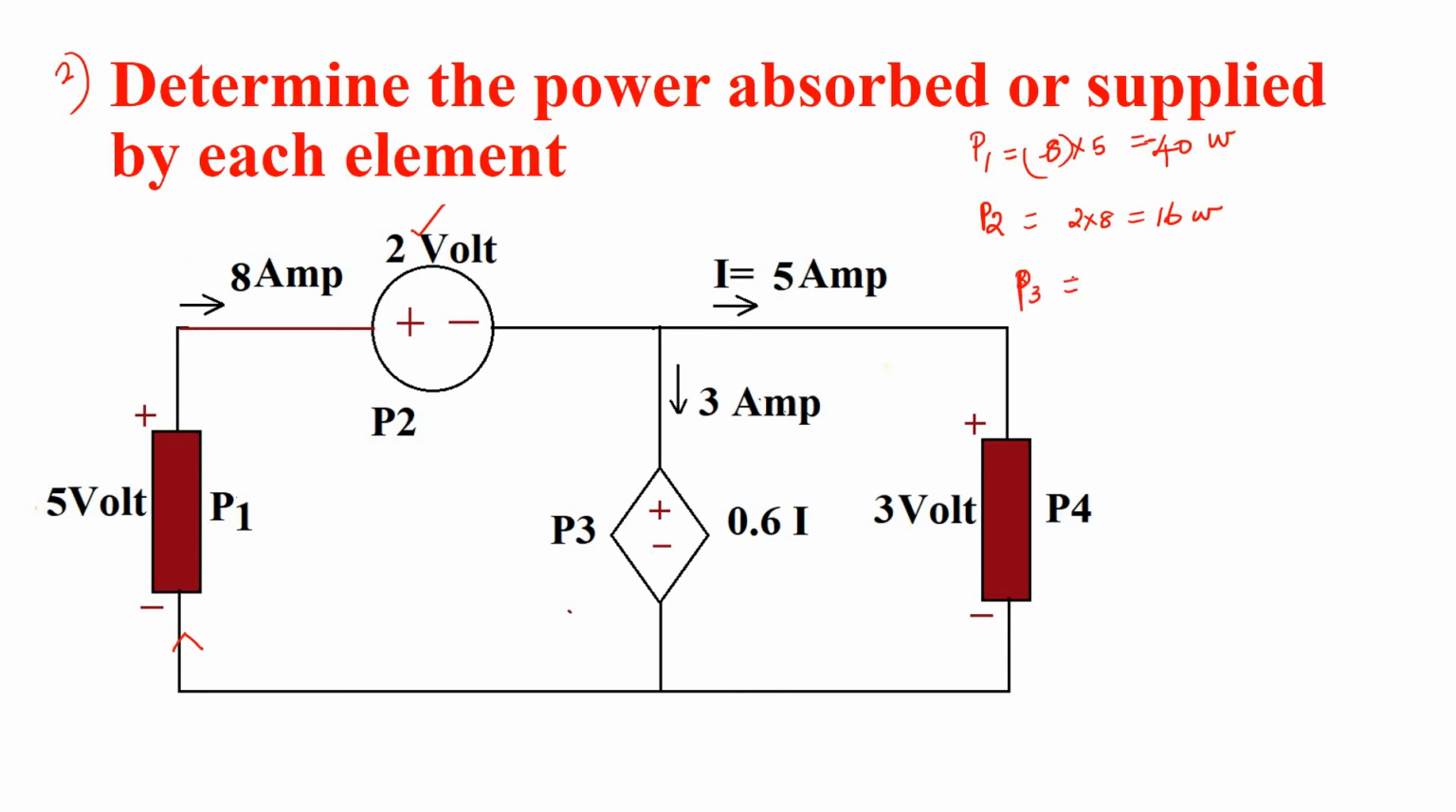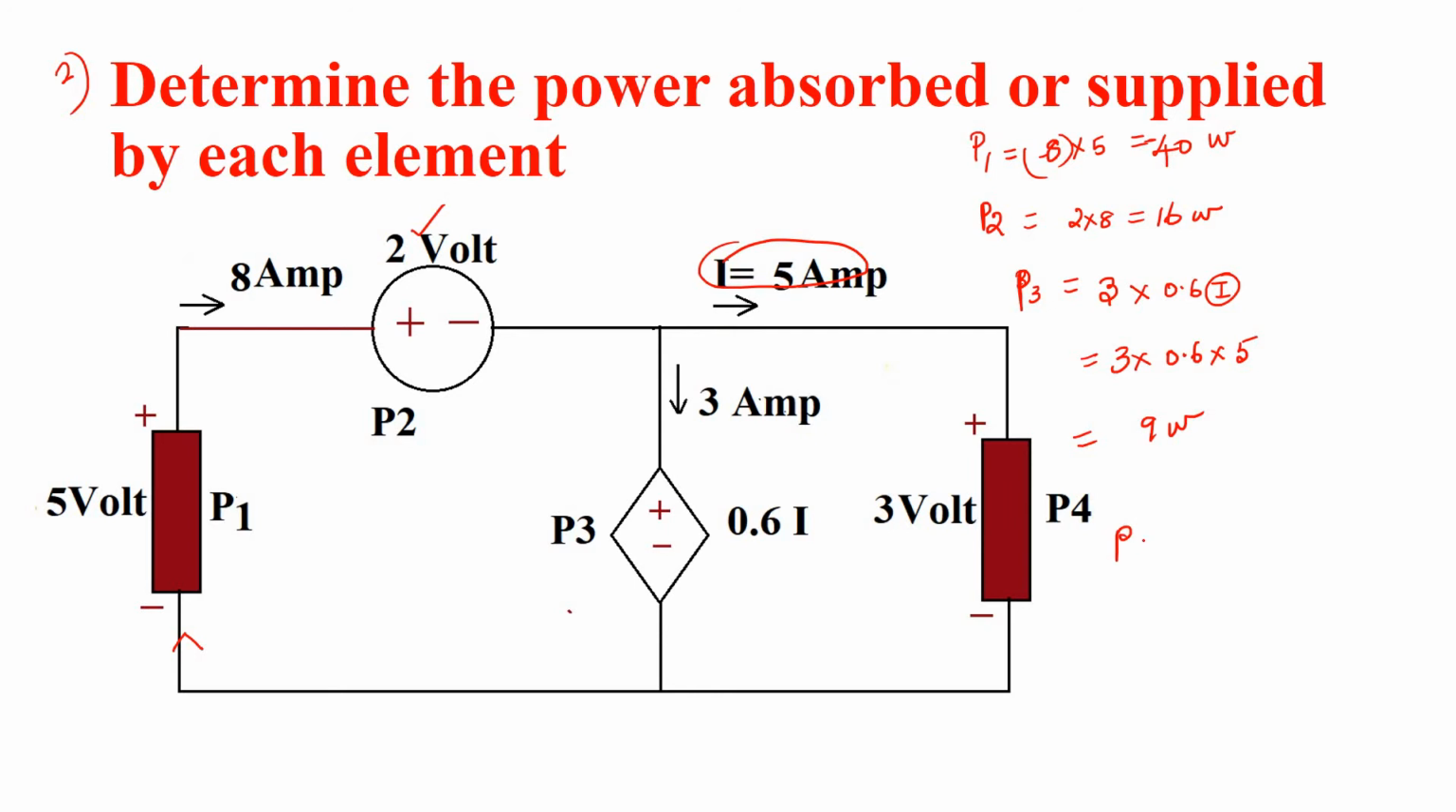P3 is the dependent current source. So what is the power? Power is the multiplication of current into voltage, 0.6 into I. So what is the value of I? I is equal to 5 ampere. Put this value. So 3 into 0.6 into 5. That is equal to 9 watt.